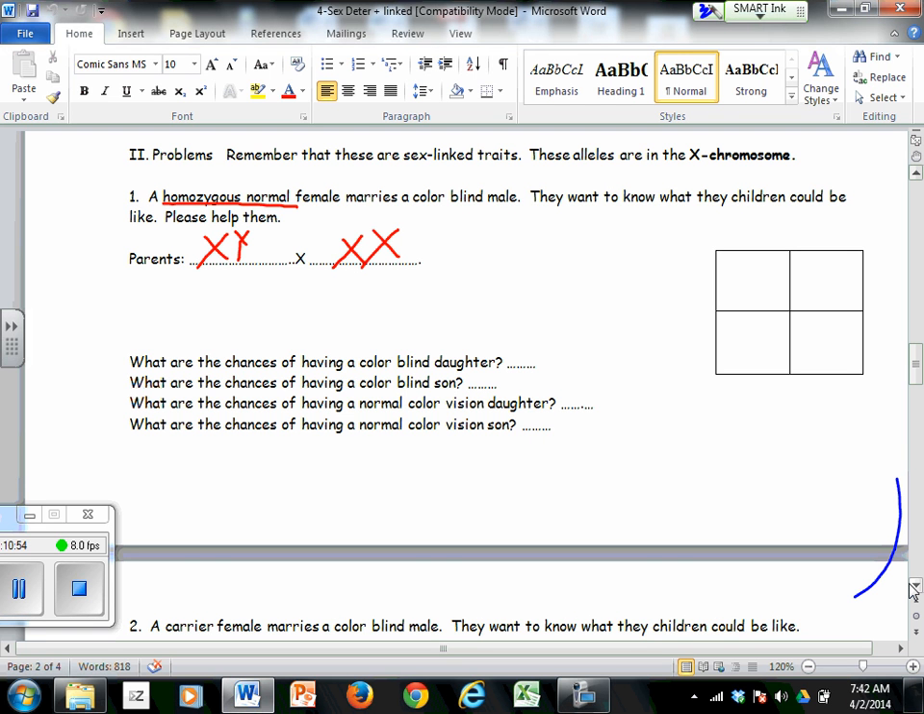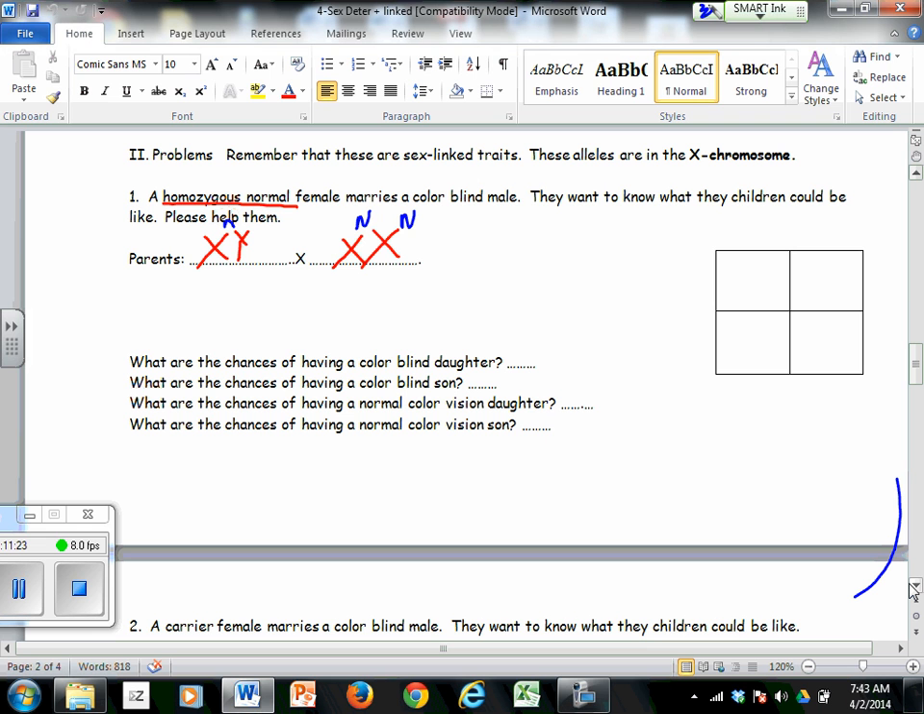So it says a homozygous normal female. Homozygous meaning the same, normal meaning she has the dominant trait. So both her X's are going to have the big N. For the male, it says the male is colorblind. So is that going to be a big N or little n on his X chromosome? That's right, it's going to be a little n. That's the only way for him to be colorblind. So now that we have the parents' genotypes, we can do the Punnett square.